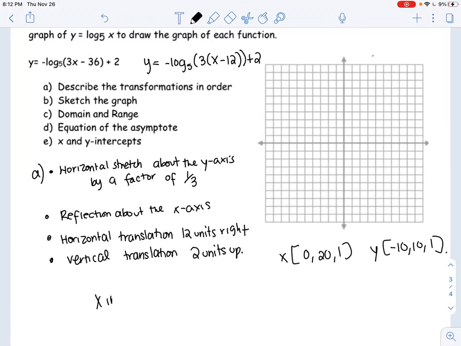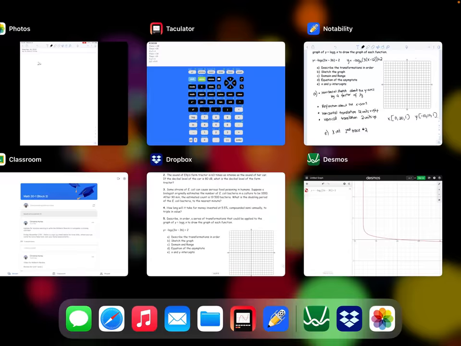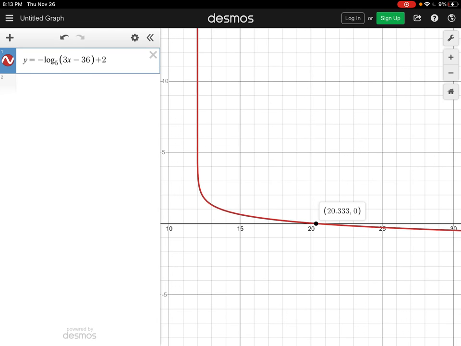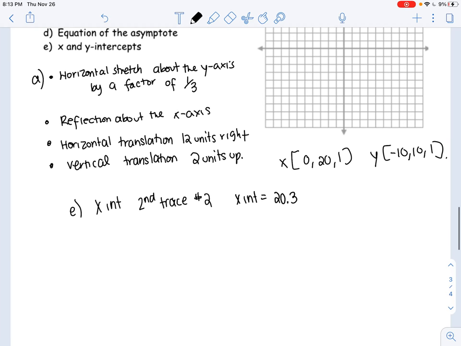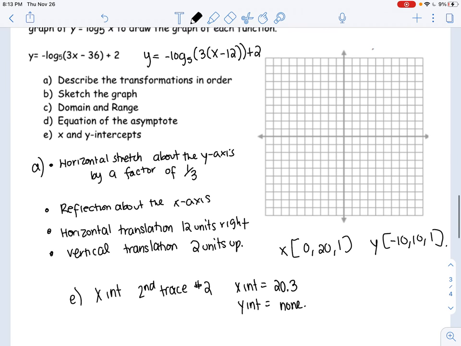So to get your x-intercept, if I'm doing E, you're going to press second trace number 2, enter, and then you're going to go to the left side, the right side of it. And once you go to the left side and right side of it, you should find that in your left bound and right bound, and you press enter, your x-intercept should be 20.3 repeating. So 20.3. Your y-intercept, there should be none. It should not touch your y-axis.